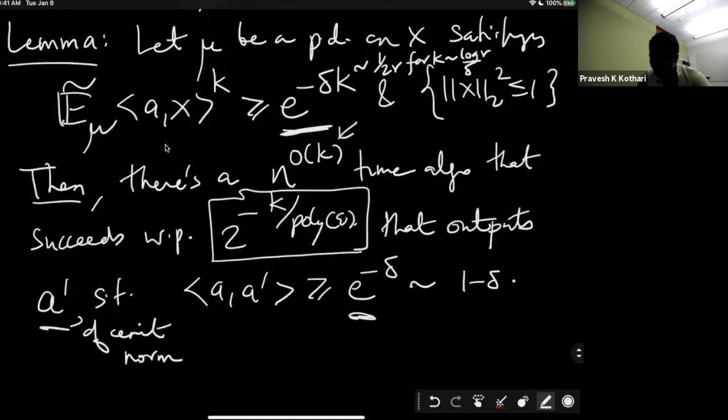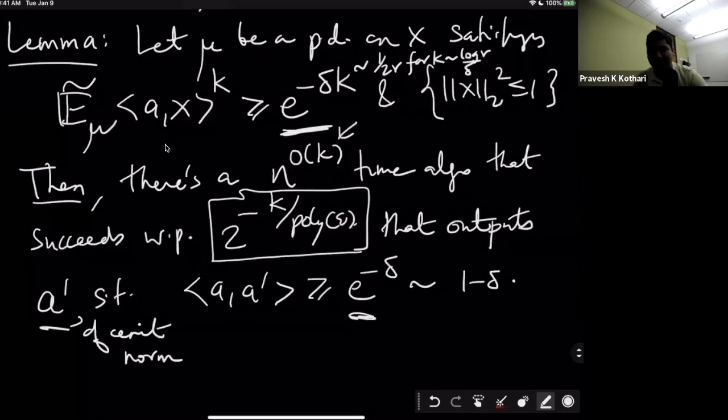And e to the minus delta is like 1 minus delta. So you improved this e to the minus delta k to e to the minus delta. You can think of this lemma as saying that you can somehow take 1 over kth powers of both sides before taking expectations. In some sense, that's the way to think about this lemma.